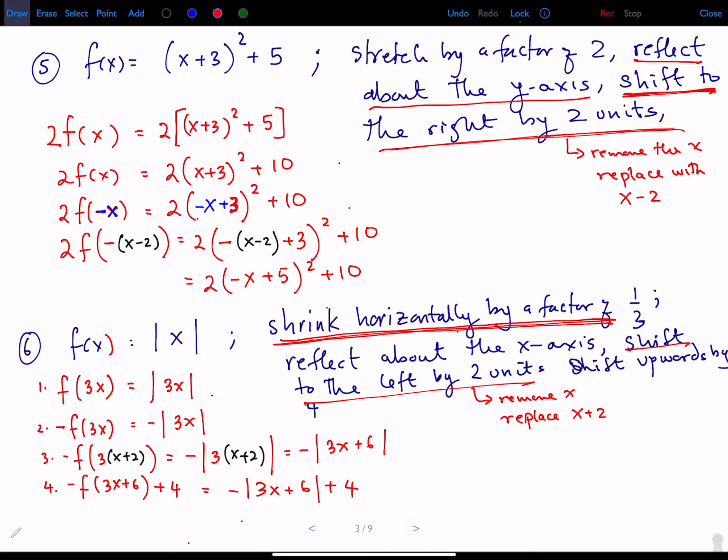Okay, so that is it for the first part of the video today. In the next video, we'll look at the general case, and then we'll come up with a plan on how we describe the sequence of events happening when we have a function given to us.